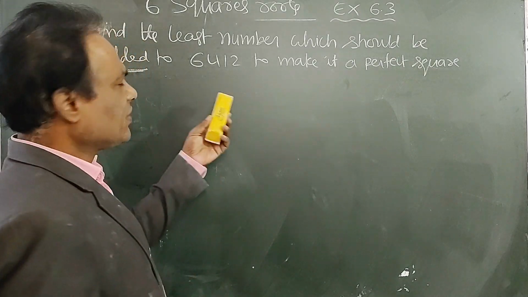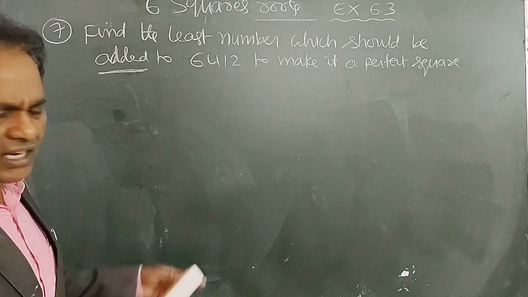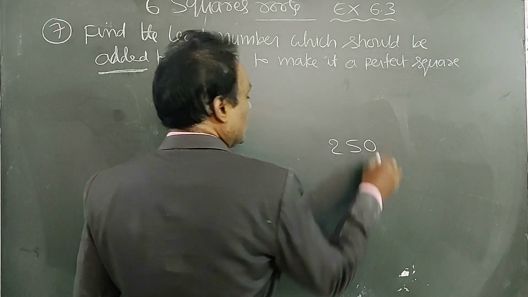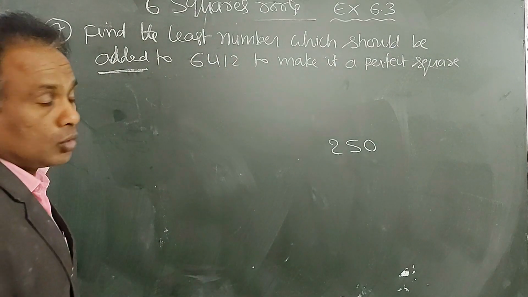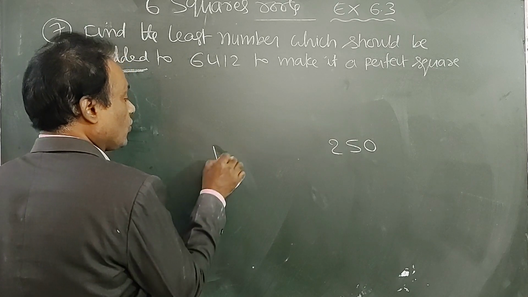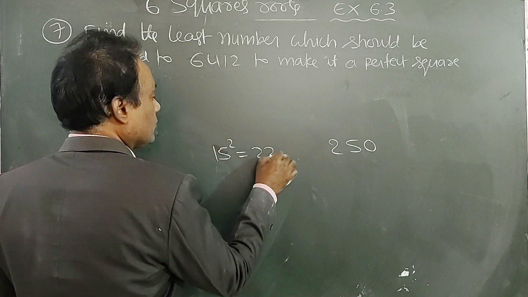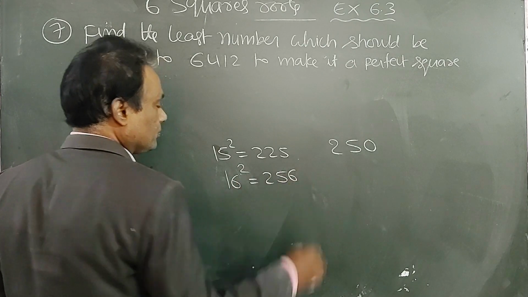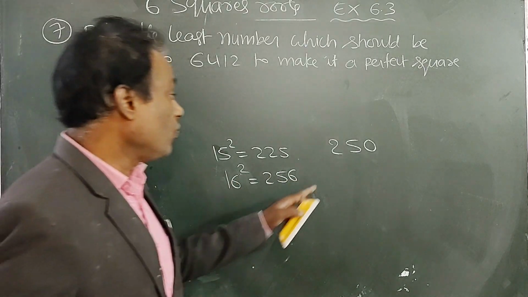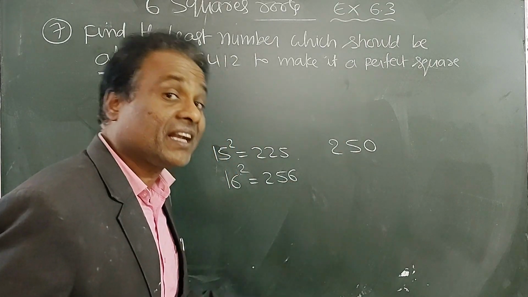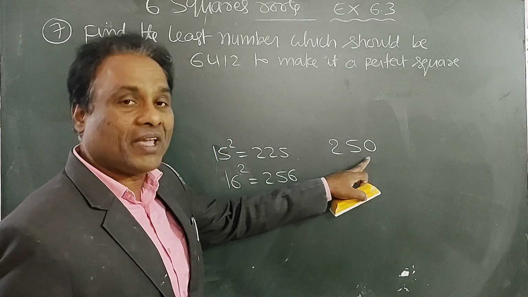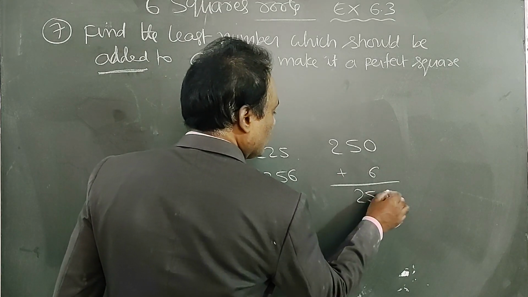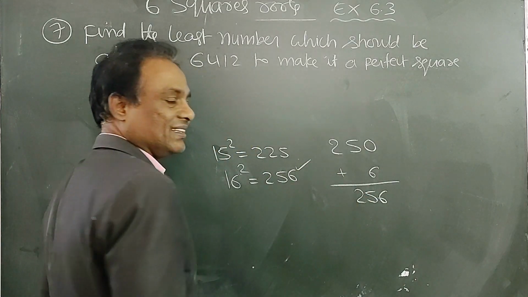First I will give a small example to understand this. Suppose we have 250. Is it a perfect square or not? 15 square is 225. 16 square is 256. So what should be added to make it a perfect square? 6 should be added. If 6 is added to this, then it becomes 256. Then it is a perfect square.